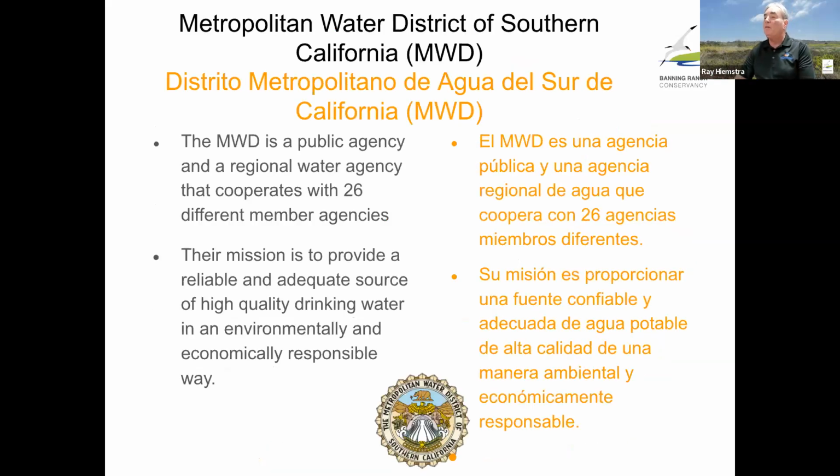The largest water district in Southern California is called the Metropolitan Water District of Southern California. And we shortened that up to the MWD. This is a public agency that was set up originally to deliver water from the Colorado River. The MWD built the Colorado River Aqueduct and imports the water from the Colorado River through that aqueduct and distributes it to agencies throughout Southern California, from Ventura all the way down to San Diego.